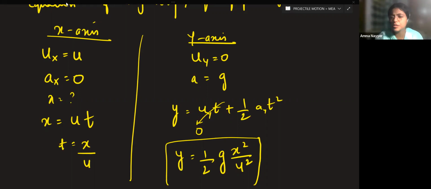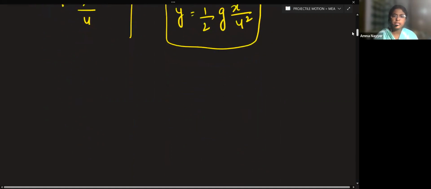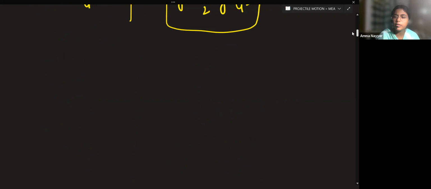So this was the equation of trajectory. Easy to remember, half g x square divided by u square, or you can remember g x squared by 2u square. Time of flight formula is also easy. If you have understood and remembered the angular projection formula, then whenever you start revision of this lesson, always start with angular projection. If angular projection is done, then the rest of the things become easier to remember.